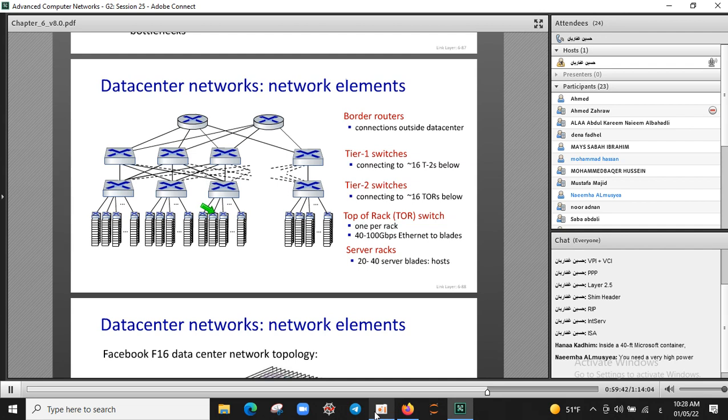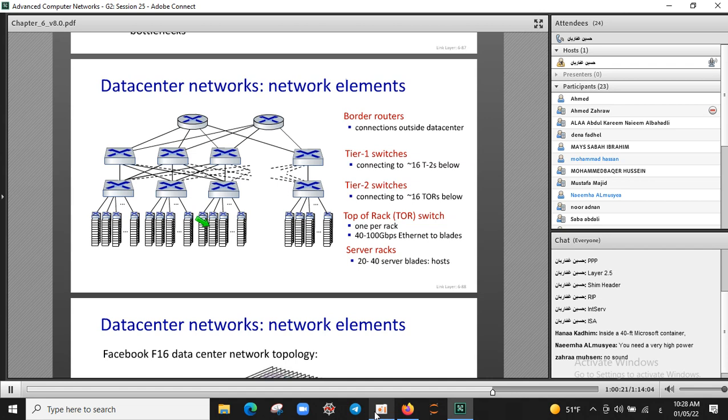In the lowest level, I have some racks. On top of those racks, I have a switch. Okay, top of rack switches, and inside each of those racks, I have several servers, several blades of servers. Those servers are handling the queries, are responding to the users.